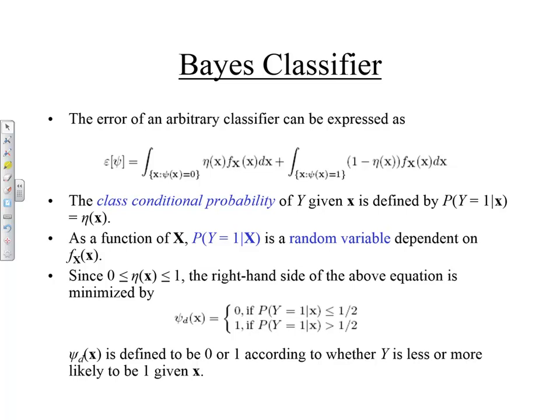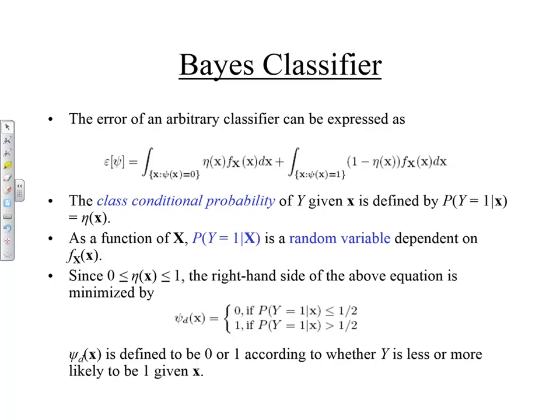So the classifier that you end up getting, the best classifier, the Bayes classifier, should spit out a class label 0 if eta x is less than or equal to half, and it should spit out a class label 1 if eta x is greater than half, right? That will make sure that this whole function here is minimized, okay? Because I know that eta x lies between 0 and 1, right? So 1 minus eta x will also lie between 0 and 1, right?